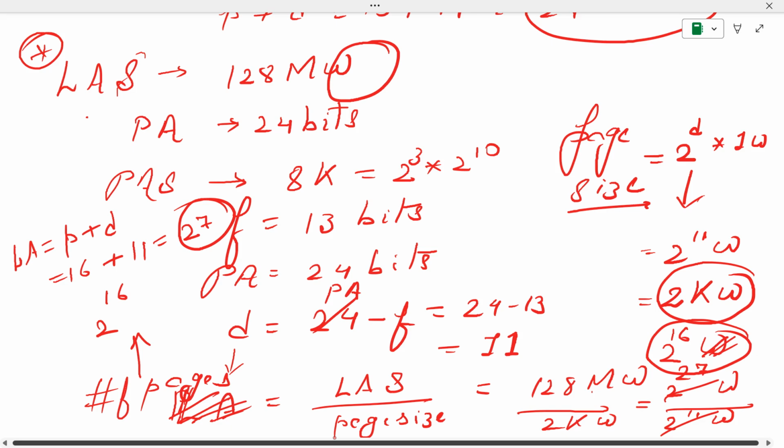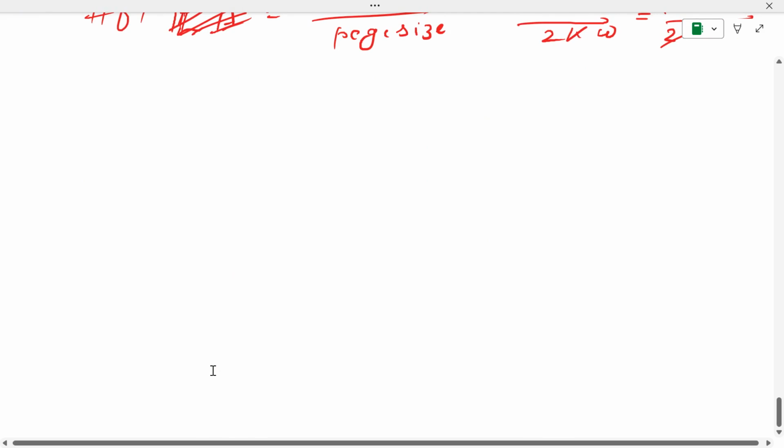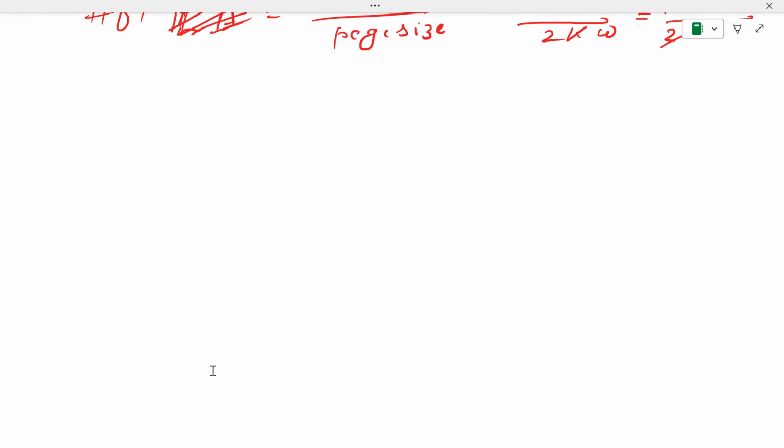Okay, now let's come on to the next question. As these questions are just based on the data, you just have to interpret the data and calculate what is required to find out.